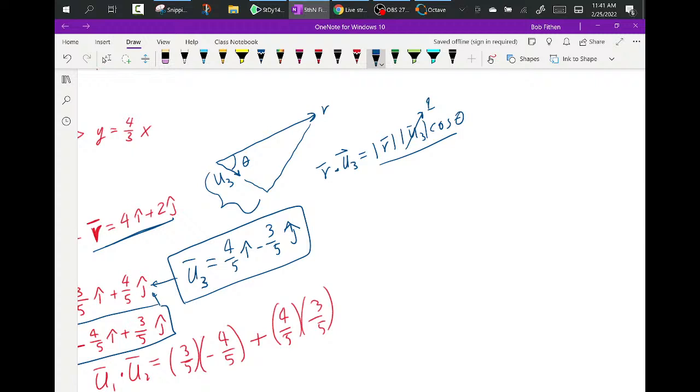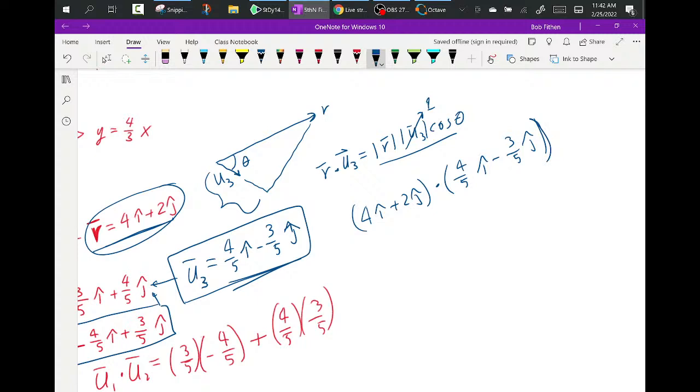So in fact, taking r, which is this, 4i plus 2j, dotted with this, 4/5 i minus 3/5 j. It's a long process, but what we're doing, that would be 4 times 4/5 plus 2, minus, because there's a minus here, minus 2 times 3/5. What's that equal to?